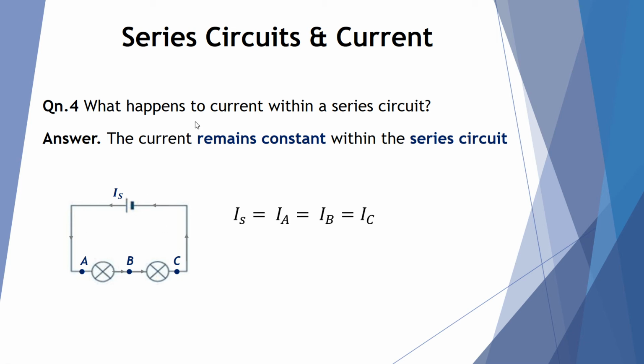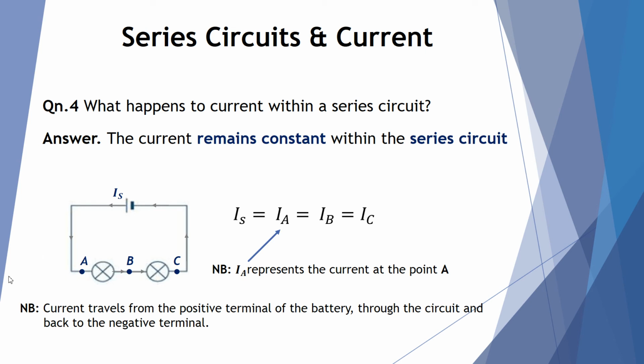So the current from the supply or the battery is equal to the current at point A, current at point B, and current at point C. When there's this one letter subscript, that represents the current at this exact point, not between A and B, but at point A. Current flows through a point, whereas voltage is found across or between 2 points. And of course, current travels from the positive terminal all the way around to the negative terminal of the battery.